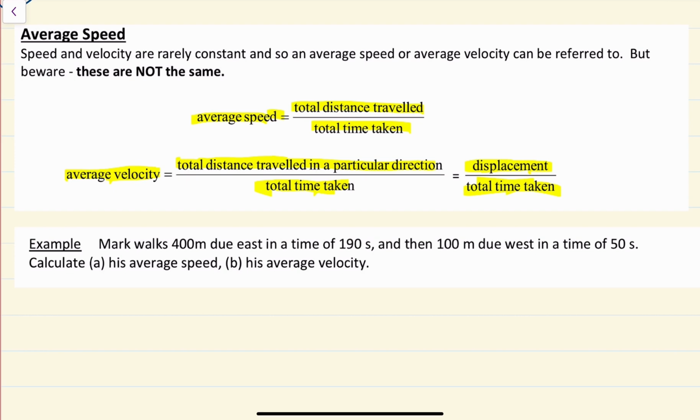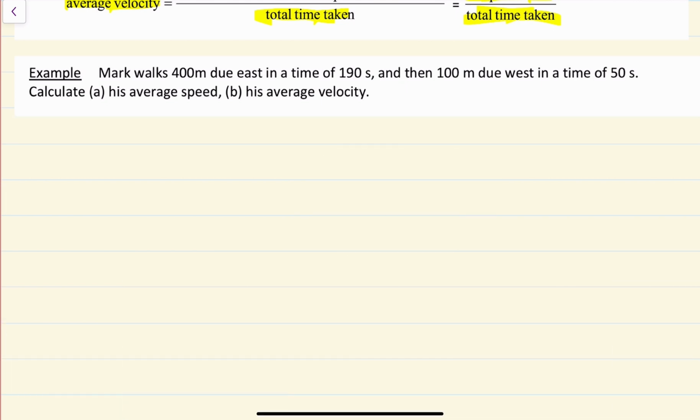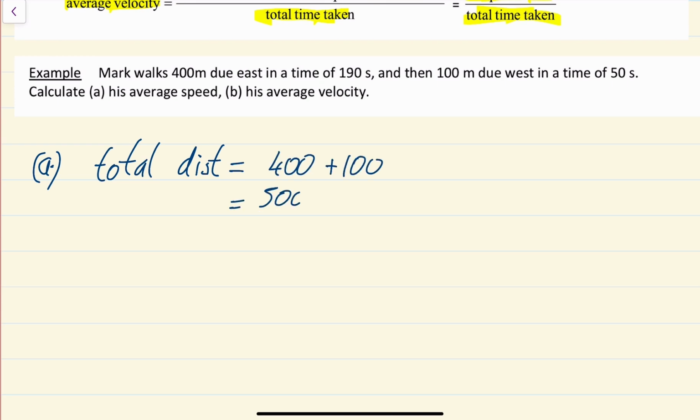Okay, so we'll see how this varies if we look at this example here. It says Mark walks 400 meters due east in a time of 190 seconds, and then he walks 100 meters due west in a time of 50 seconds. Calculate his average speed. So first of all, for the average speed, we need the total distance. So the total distance is just equal to, he goes 400 meters one way, 100 meters the other way. That means he has gone 500 meters.